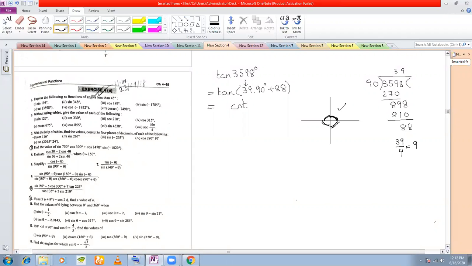Yes, sir. 9 times 4 is 36 rotations of 90 degrees. Four rotations means one complete rotation, then another complete rotation, so 8 rotations. So we are in the... after 9 rotations. 39 is not divisible by 4. Am I right or not?